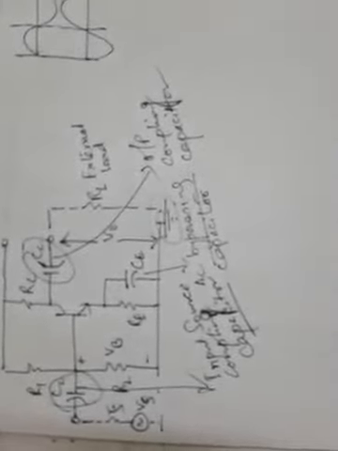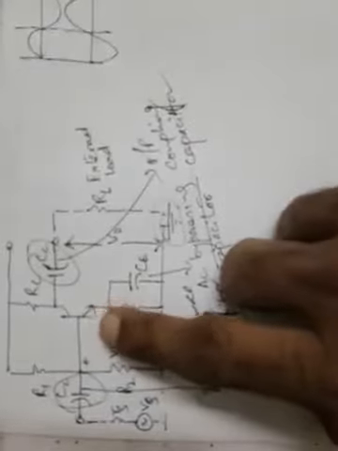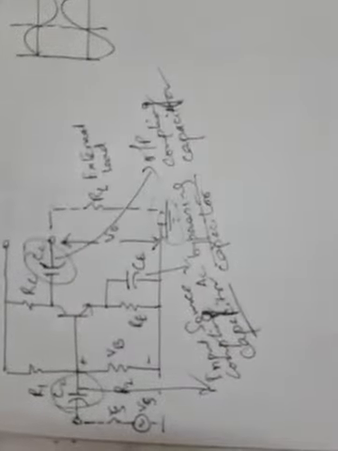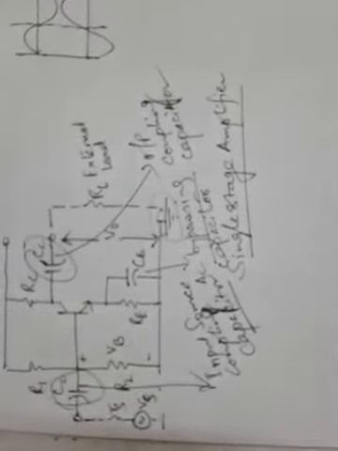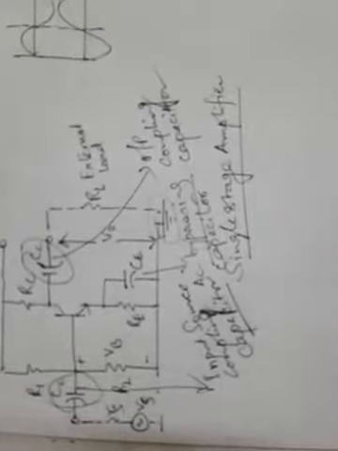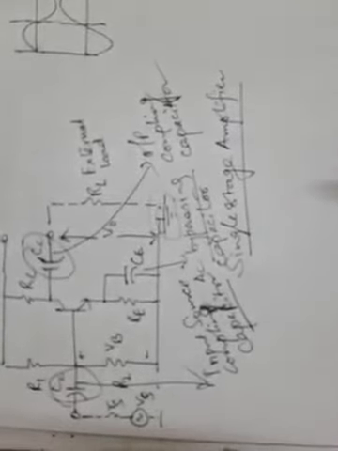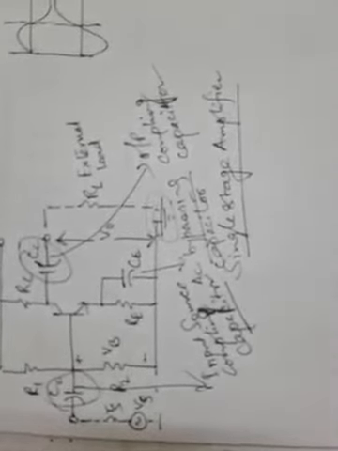This circuit is a single stage amplifier because only one BJT has been used. There are no further connections, so it is called a single stage amplifier, with input and output terminals using coupling capacitors.